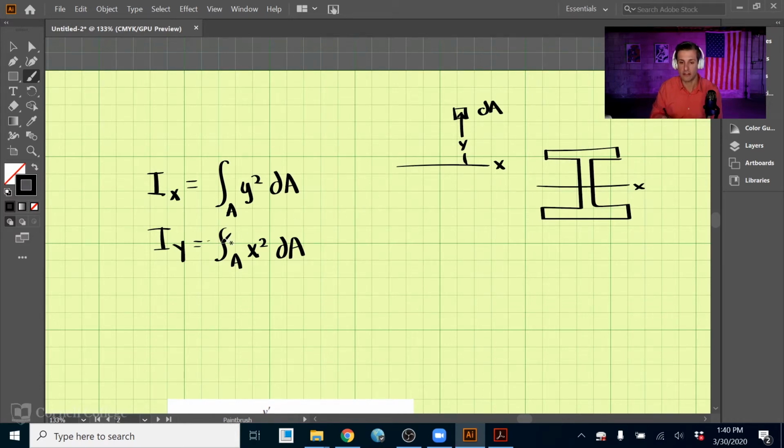Okay, so likewise the y-axis here. We can find the moment of inertia about the y-axis as well. So that's the distance that the area is away in the x direction. Okay, so let's do an example here of the calculus form of finding the moment of inertia.